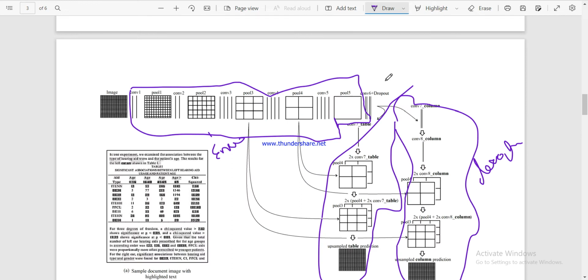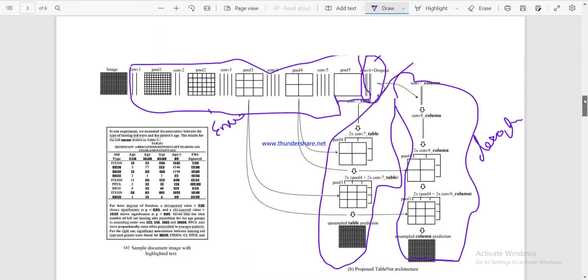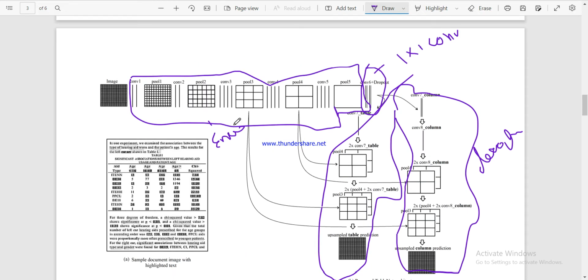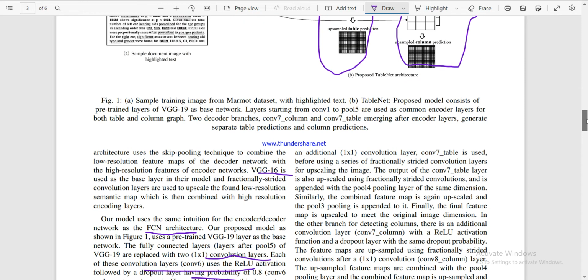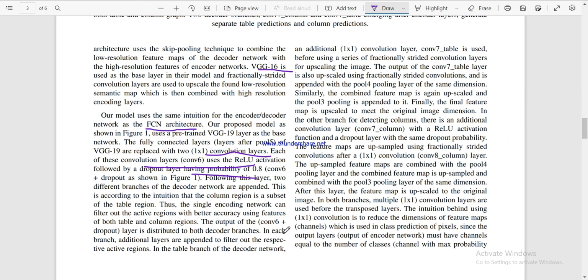So these two are 1-into-1 convolution layers. This is the base architecture, meaning the VGG19 base architecture, and then the layers are replaced here. Each of these convolution layers, meaning convolution 6, uses a ReLU activation function followed by a dropout layer having probability 0.6, plus dropout as shown in the figure.